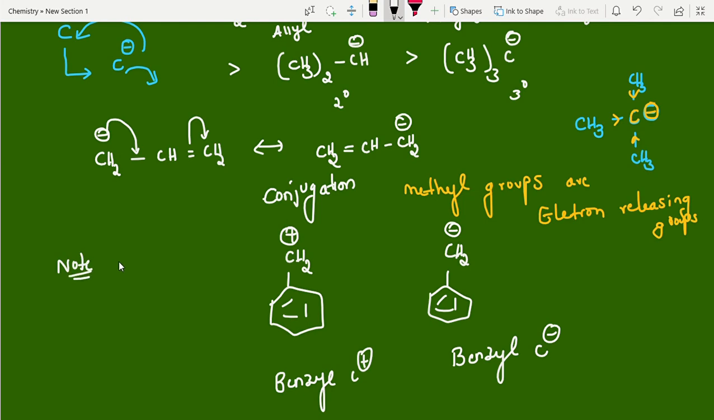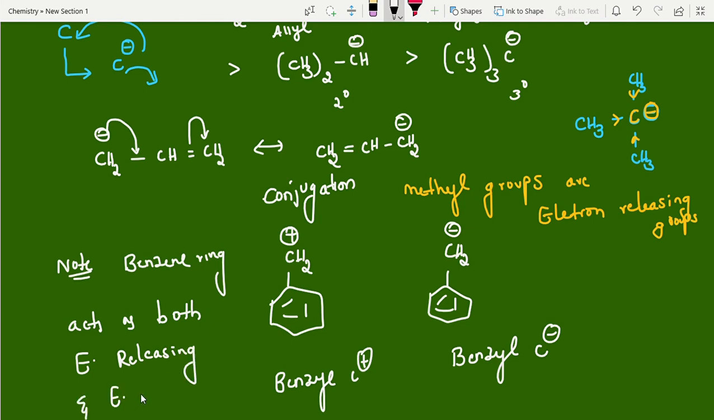Note: benzene ring acts as both electron releasing group and electron withdrawing group. Withdrawing, a new word. Withdrawing is nothing but taking. Releasing means giving. Okay, to understand more you can write a shortcut: taking, giving. Okay, it acts as both.